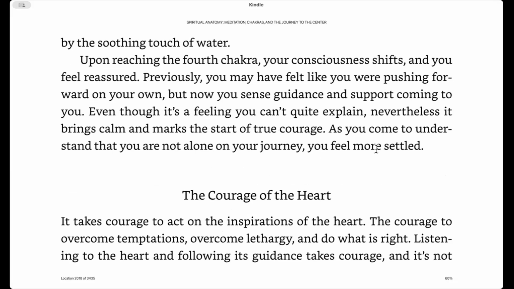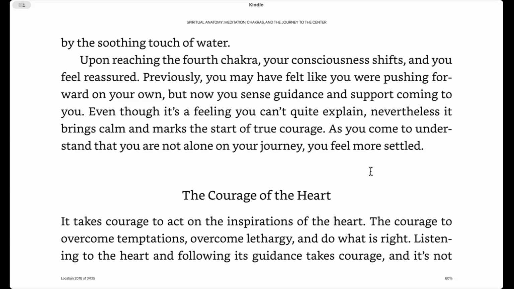So, upon reaching the fourth chakra, your consciousness shifts and you feel reassured. Previously, you may have felt you were pushing forward on your own, but now you sense guidance and support coming to you. Even though it's a feeling you can't quite explain, nevertheless it brings calm and marks the start of the true courage. As you come to understand that you are not alone on your journey, you feel more settled.